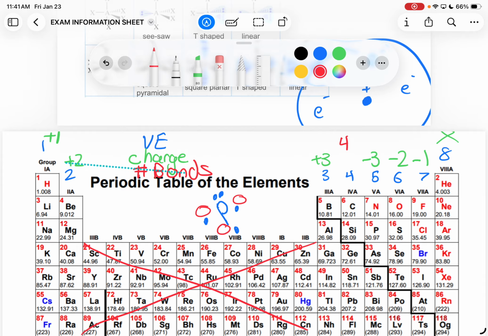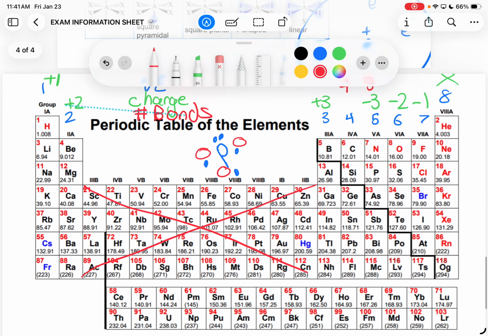Okay? For nitrogen's column, it has 5. It's going to need to form 3 bonds. Now let me show you what this looks like.